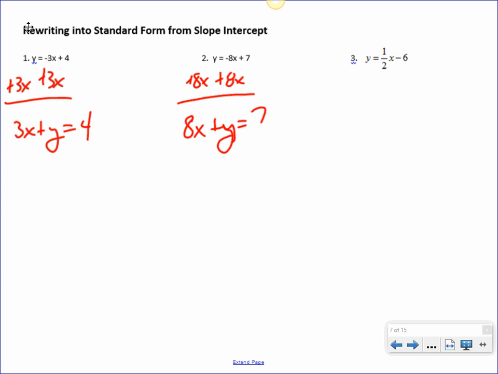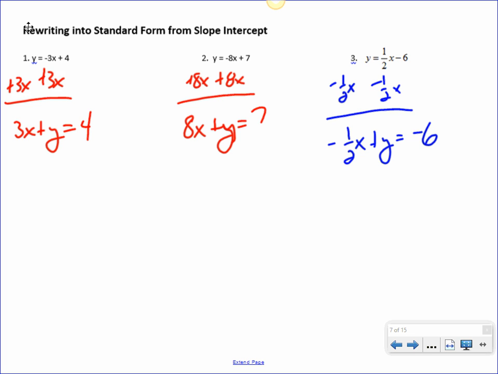And then on the next one, if I want to get the 1/2 to the other side, I'm going to minus 1/2 x from both sides. And you'd have negative 1/2 x plus y is equal to negative 6. And then the last thing that we would have had to do is get rid of the fraction.